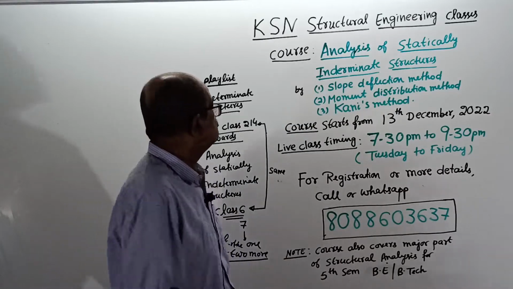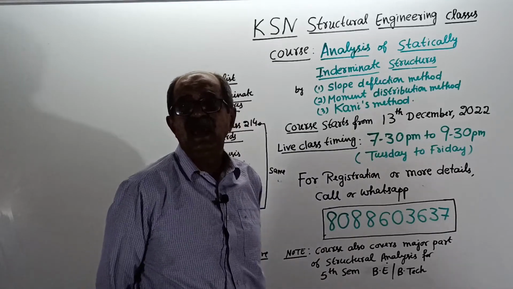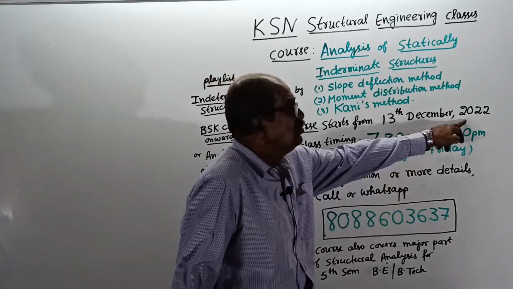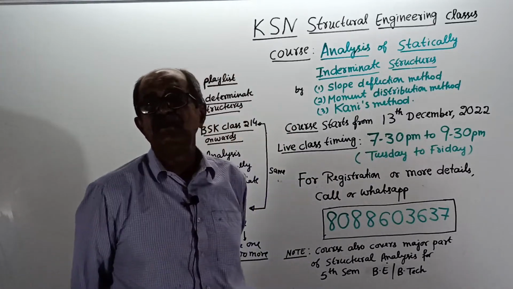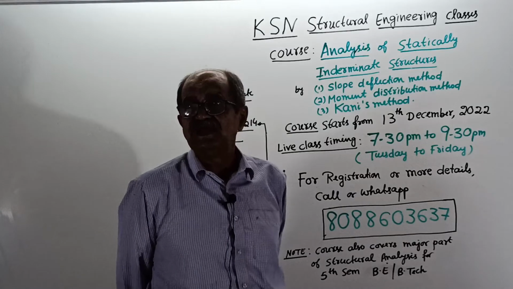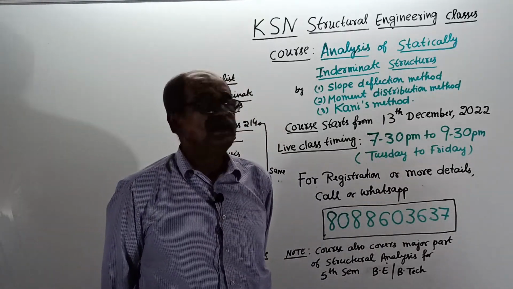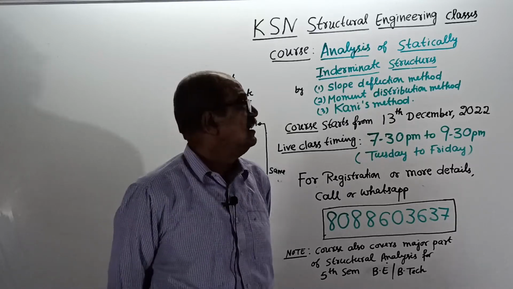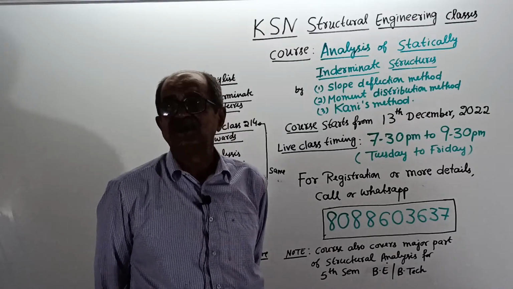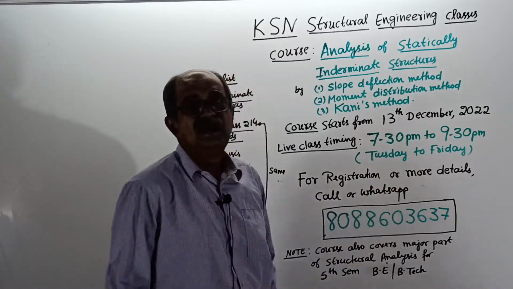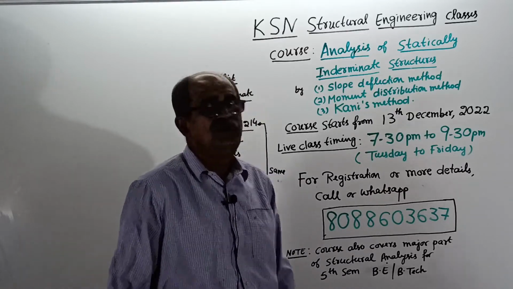First, about the course. The course will start from 13 December, that is around 2 weeks from today, December 2022. Class timing will be 7:30 p.m. to 9:30 p.m., Tuesday, Wednesday, Thursday, Friday. Weekly 4 classes, so 2 into 4 is 8 hours of class weekly. I need around 45 to 50 hours, so that is around 25 classes. By the end of January or the starting week of February, the course will be over.